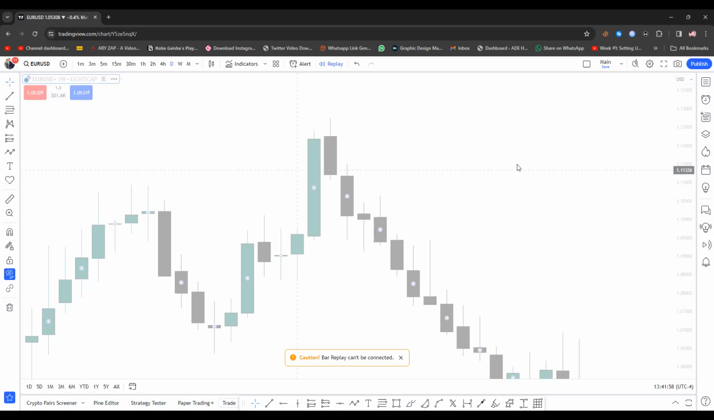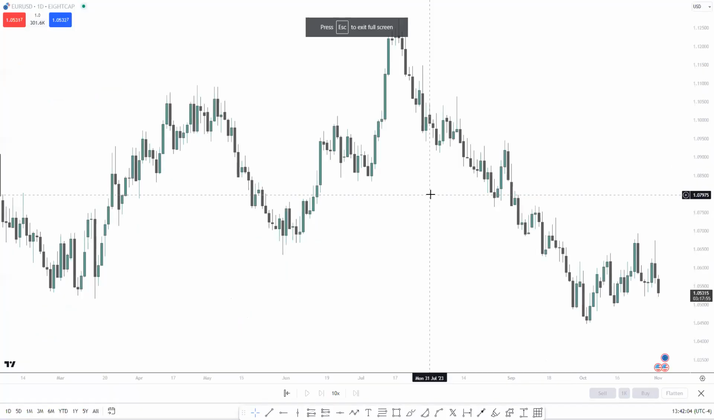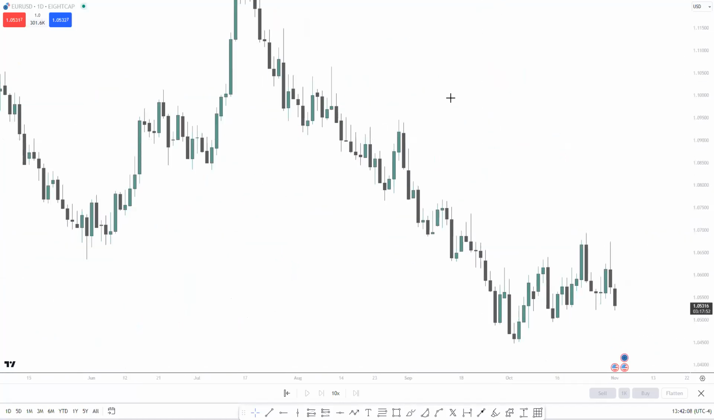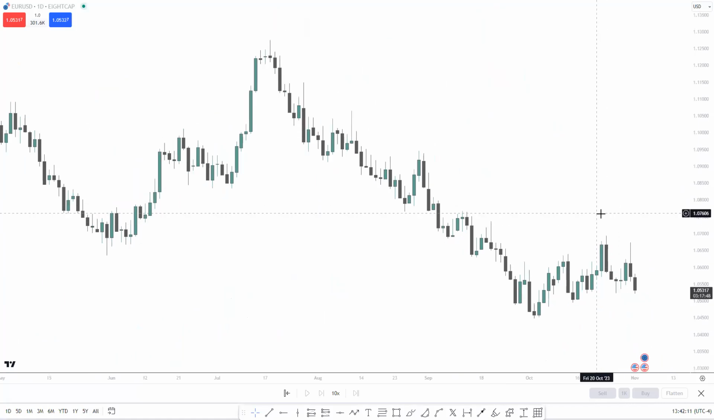This TradingView is just crazy, to be honest. Something got cut, bro, recently. I don't know, something is wrong. Okay, so I hope it's fine now.